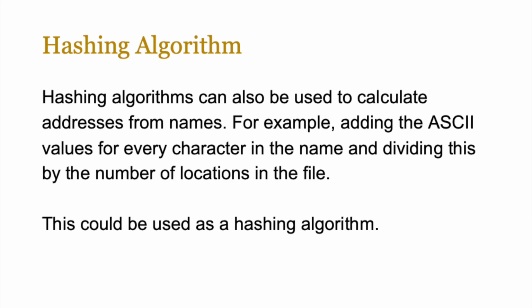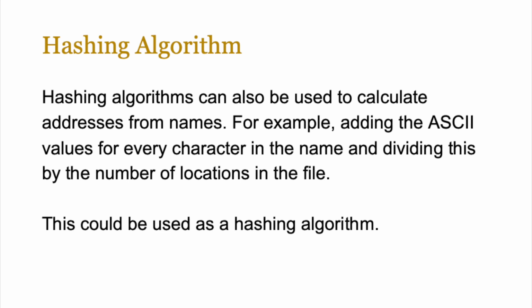Now, hashing algorithms can also be used to calculate addresses from names, so they don't just work with numerical data alone. An example is adding the ASCII values for every character in the name and dividing this by the number of locations in the file. This could be used as a hashing algorithm as well. So technically, any type of data, image data, sound data, could be used in some kind of algorithm to work out a hash or a hashing algorithm.